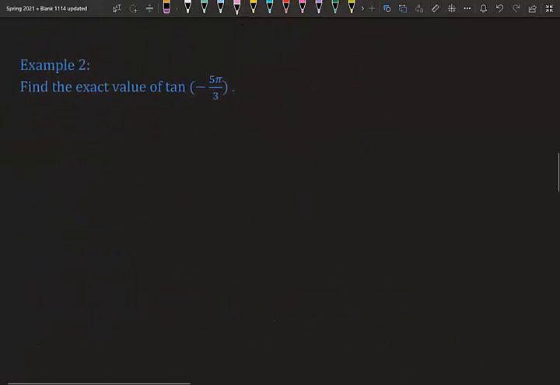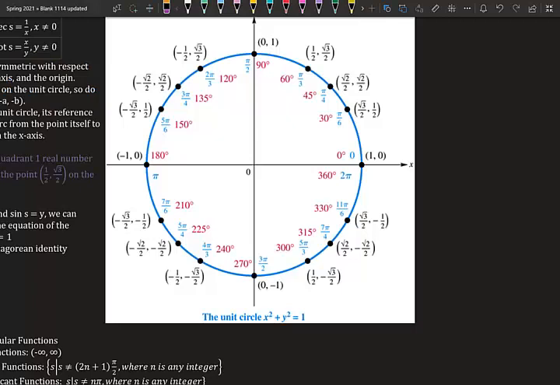Find the exact value of tangent negative 5 pi over 3. So tangent is not on the unit circle. The only things on the unit circle are sine and cosine, but we know how to find tangent. So the first thing we're going to do is go to negative 5 pi over 3. Okay, so we have tangent, I'm going to put it up here so we can reference it.